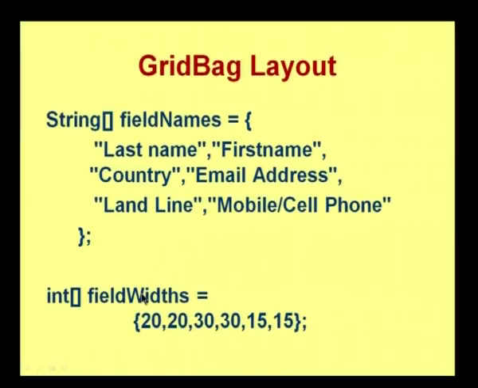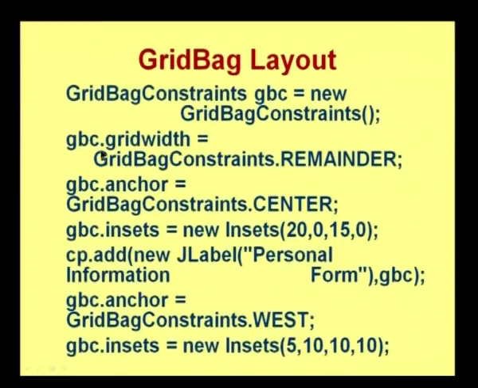Here you can notice that I don't have separate components being defined. I have an array, and using this array I am going to construct a set of components. Keep in mind that we have field names and field widths decided, and here you have the grid bag constraints. We have already seen, while discussing grid bag layout, that you can set up constraints for each and every component, or we can set a constraint which is common to many components.